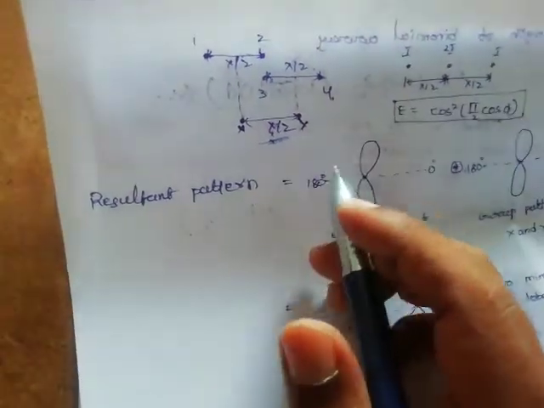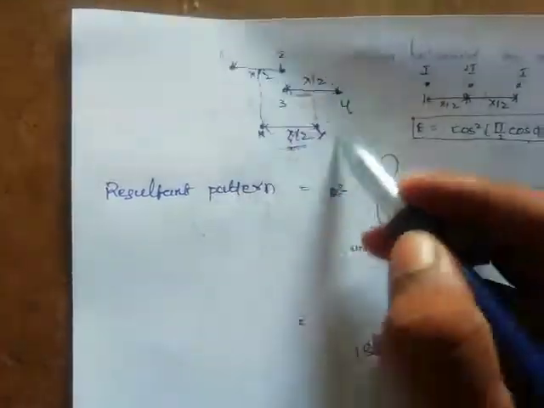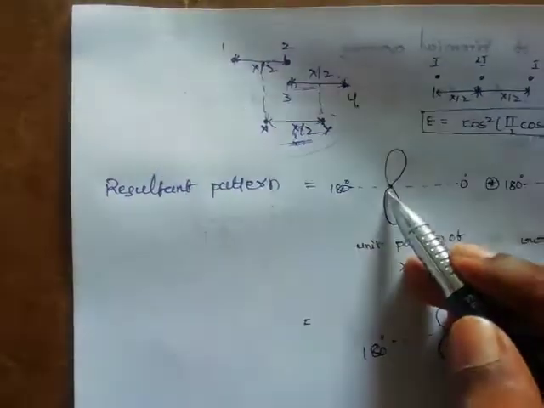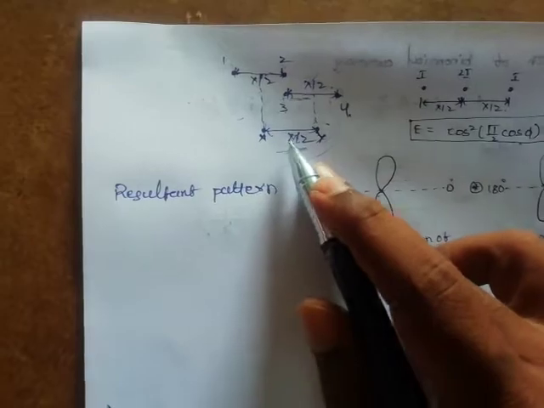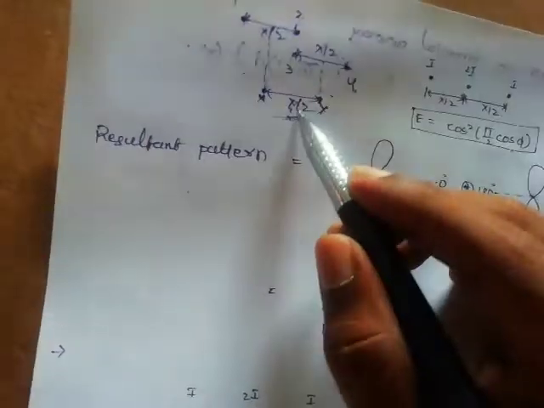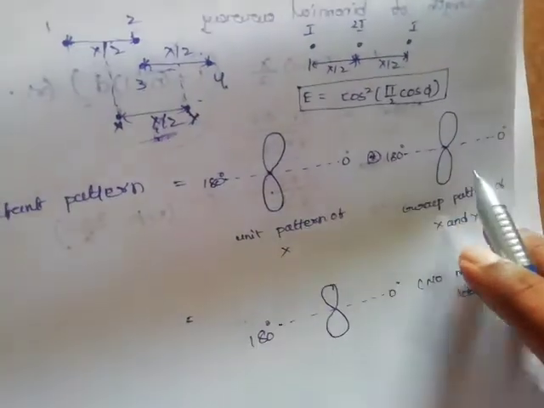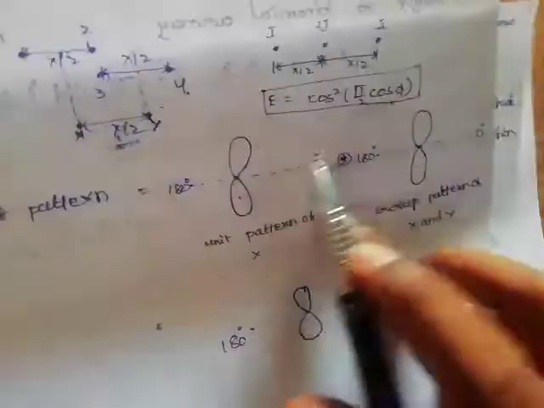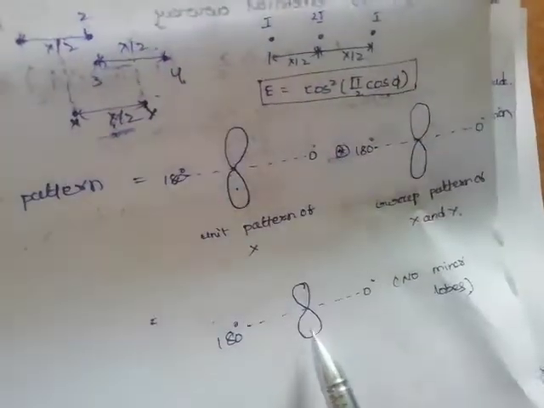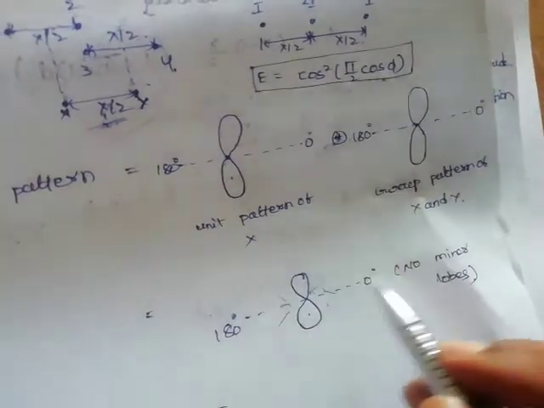So if you apply the principle of pattern multiplication again, how are we going to get the resultant pattern? The individual pattern of x or y, and the group pattern of xy. The individual pattern means the separation of 1, 2, that is lambda by 2, this is the unit pattern, multiplied with the group pattern of x and y. x and y are also separated by a distance of lambda by 2, so again we will have the same pattern here. If you multiply these two, maxima into maxima, again we will get the maxima only. So we don't have any minor lobes here, no minor lobes.